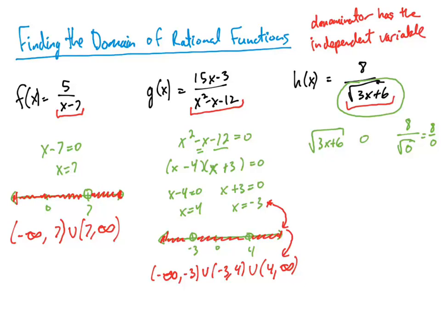So maybe I should write it like this. Initially, if we have a radical, we want to know when is that greater than or equal to 0. However, we don't want this to be equal to 0. So what we're going to do is we're just going to say 3x plus 6, when is that greater than 0? So when is that expression greater than 0? So to solve this, we get x is greater than, just greater than negative 2.